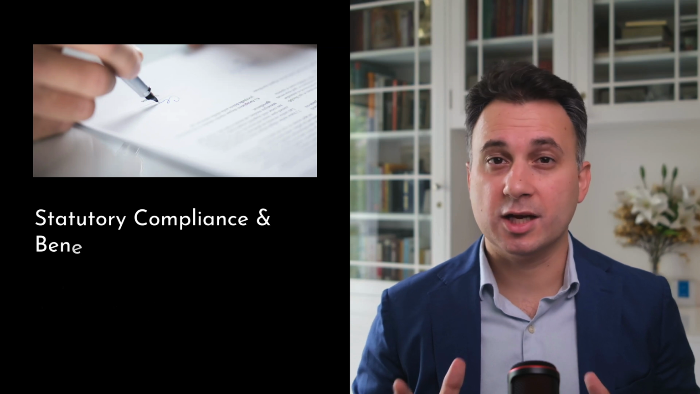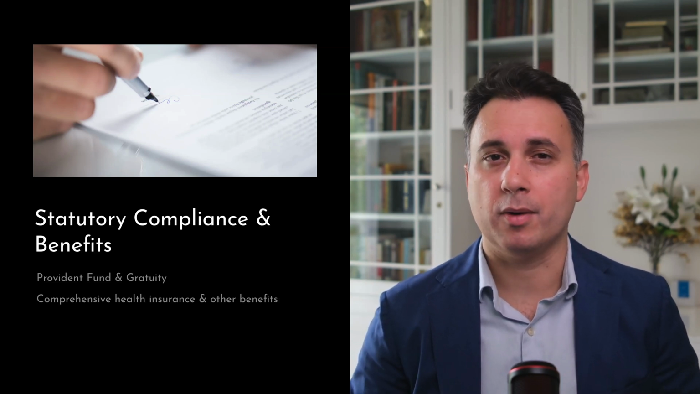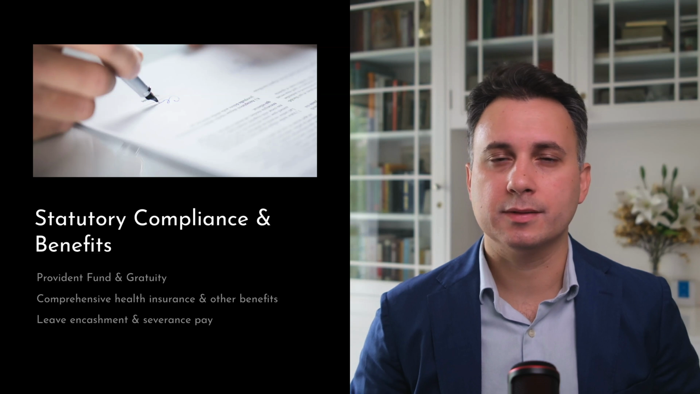Then, of course, we have statutory compliance and benefits, which are all in addition to the basic salary. There's a provident fund, gratuity, and other statutory contributions. Employer contributions to schemes like provident fund and gratuity are mandatory and add a significant percentage to your base salary costs. Understand the specific regulations in your state. Providing competitive health insurance and other benefits is crucial for attracting and retaining talent. These costs need to be factored into your overall manpower budget. Be aware of regulations regarding leave encashment and severance pay, which can become significant liabilities.